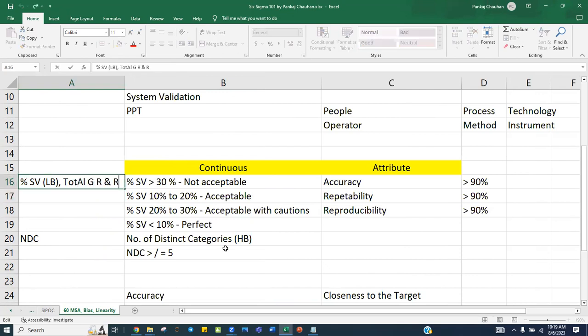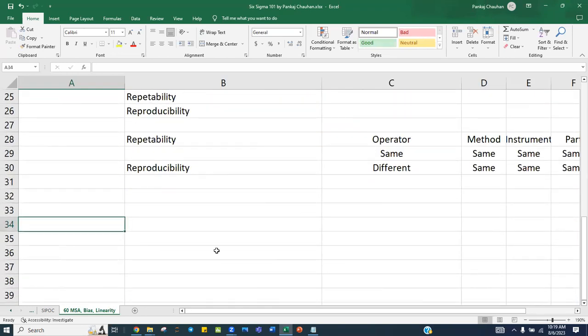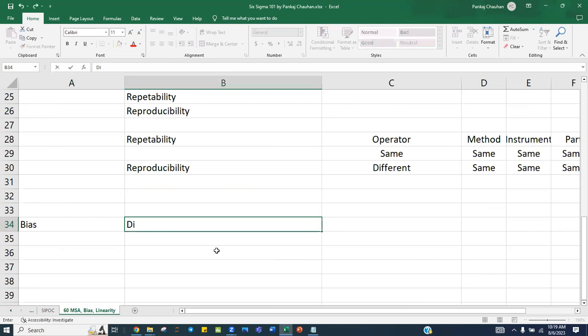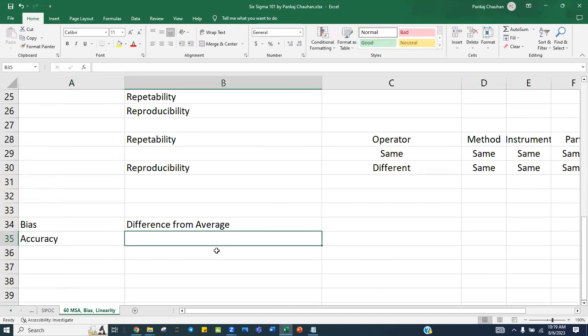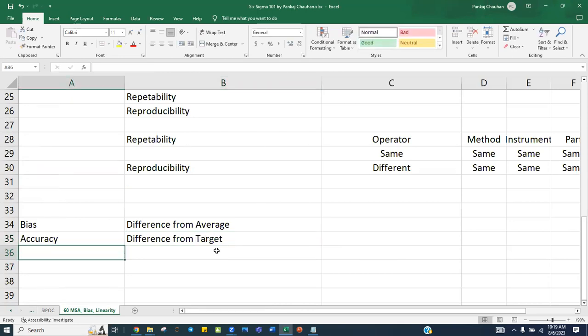Now let us understand a few more things about this system. What is the bias and what is the accuracy? Accuracy, I explained to you. What is the bias and linearity? So the definition of bias is the difference from the average value. So you have collected a few values and you have taken the average of that, and the difference from the average value to the individual value is called a bias, also called deviation. While the accuracy is almost the same, but here instead of taking the difference from the average, we take the difference from the target value. The deviation from the target is called your accuracy.